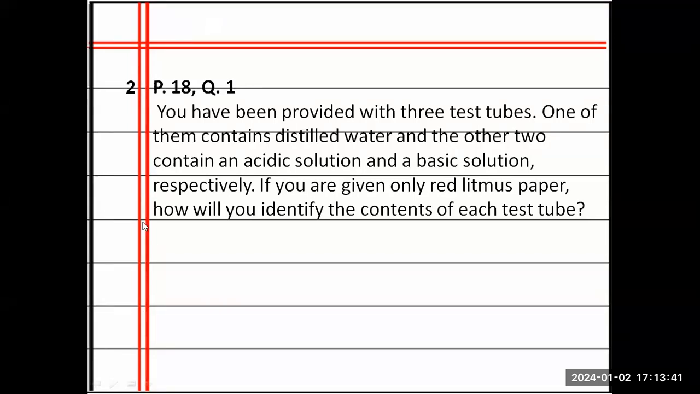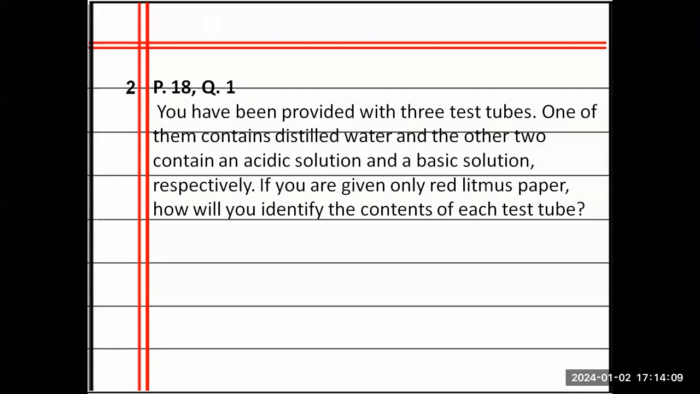You can take the red litmus paper and dip it in one of the test tubes. Two things may happen. Either the color will change to blue or it will remain as it is, red. If the color changes, then you get to know that the given substance is basic in nature. If the color does not change, it can be acidic or neutral.